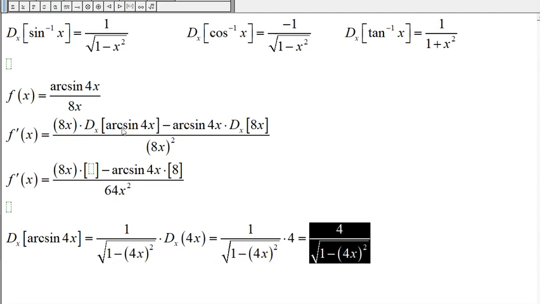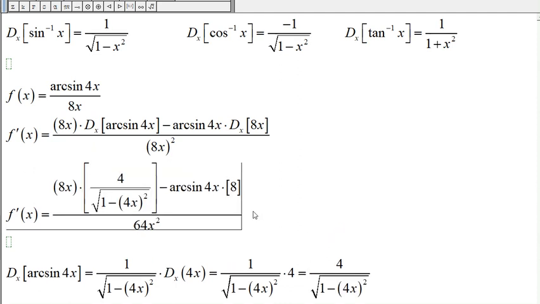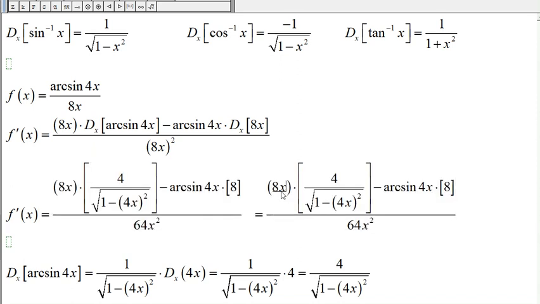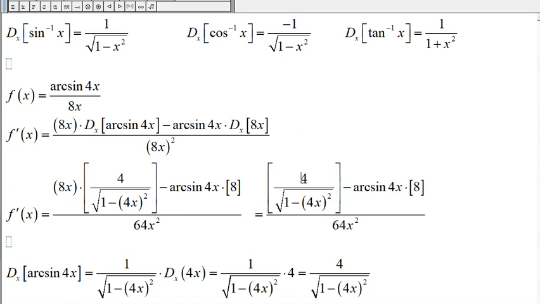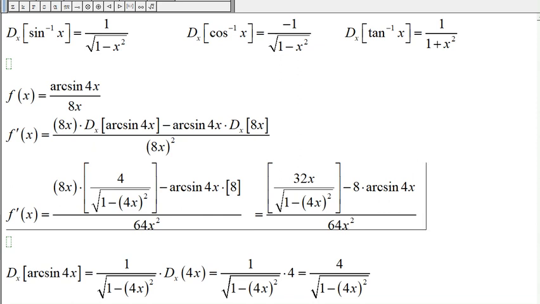And so the derivative of sine inverse of 4x would be this. And then we can simplify a little bit. So 8x times 4 would be 32x. And then we can place the 8 in front of the sine inverse. We can simplify a little bit more, but then we can just go ahead and leave it like this.